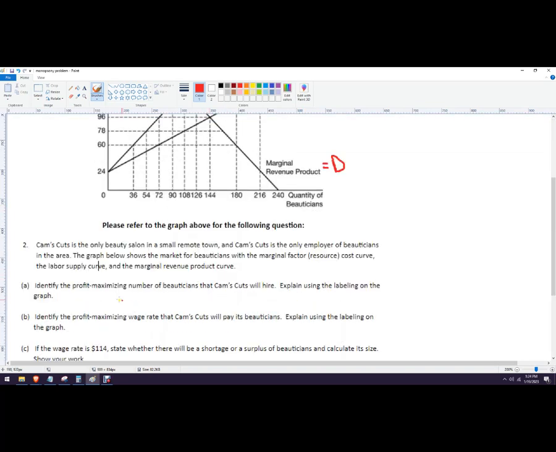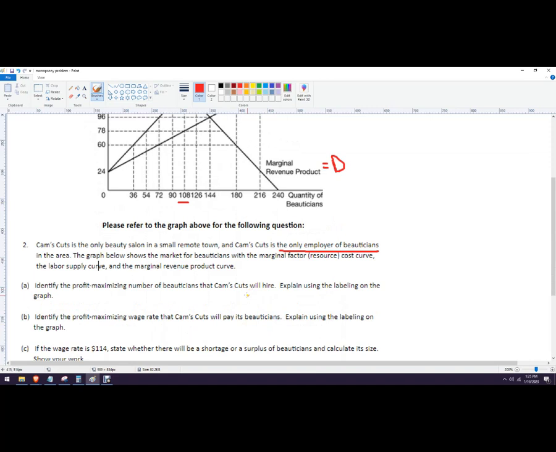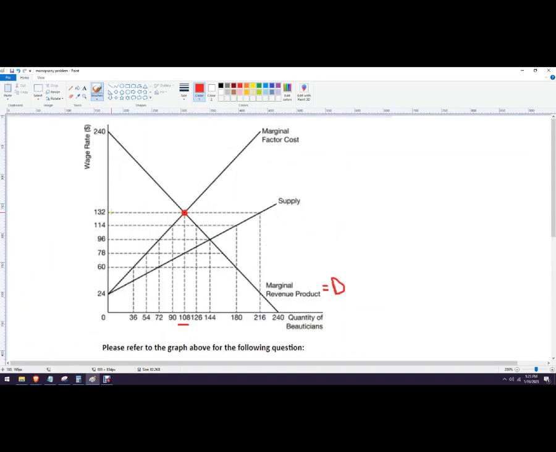Okay, so the first question we've got here: the profit-maximizing number of beauticians that this firm will hire. It says that they're the only employer of beauticians in the area. So what we're going to do is go to where marginal factor cost meets marginal revenue product. That's right here. So the number of employees they're going to hire is 108. And what they're worth is $132 per hour, but we're not going to pay them that because we don't have any competition.